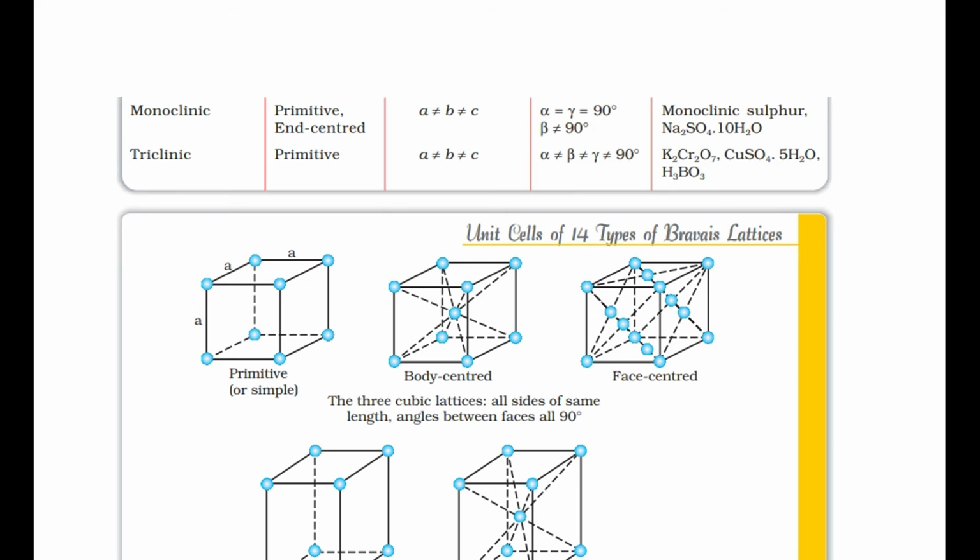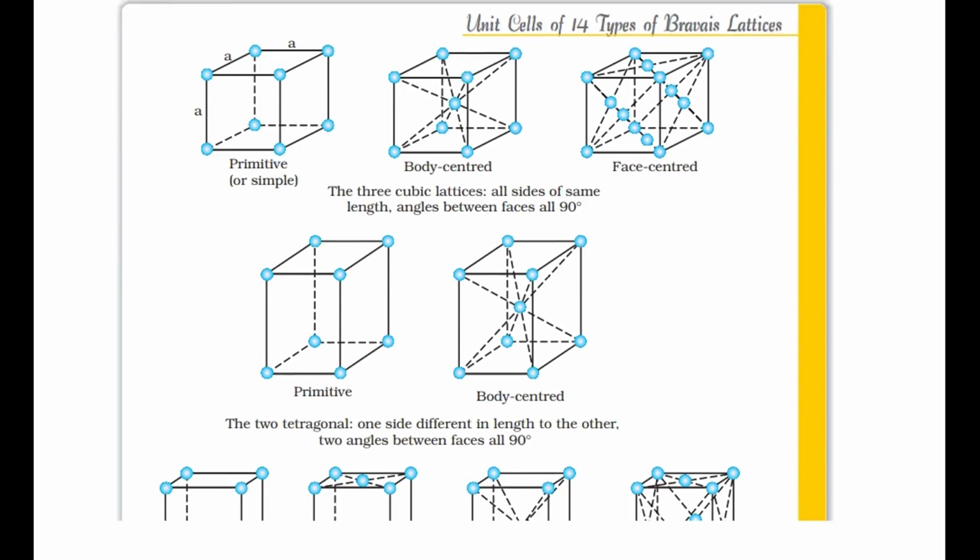Now next is triclinic. The possible variation is primitive. Talking about edge lengths, a is not equal to b is not equal to c, and the same goes with axial angles, none of them are equal. Alpha is not equal to beta, which is further not equal to gamma, and they are all not equal to 90 degrees. The examples are K2Cr2O7, CuSO4.5H2O, and H3BO3, the orthoboric acid.